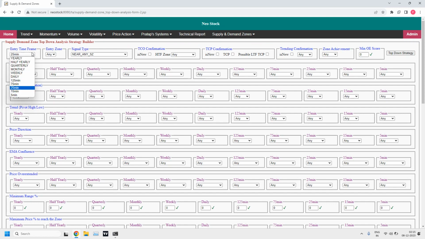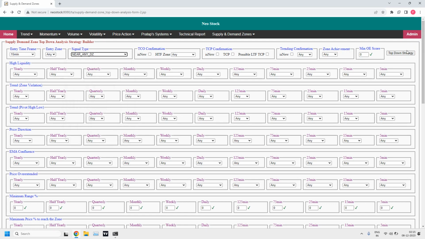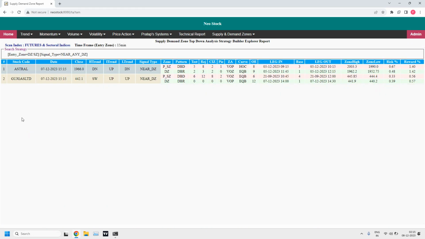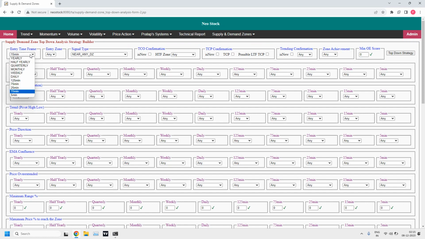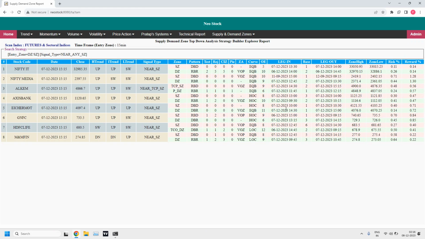Let's go back. Entry time frame is 15 minutes. Let us find the stocks near to the 15 minutes demand zone. So 2 stocks are filtered near to the 15 minutes demand zone. Let's go back. Entry time frame is 15 minutes. Let us find the stocks near to the 15 minute supply zone. So these 8 stocks are filtered.